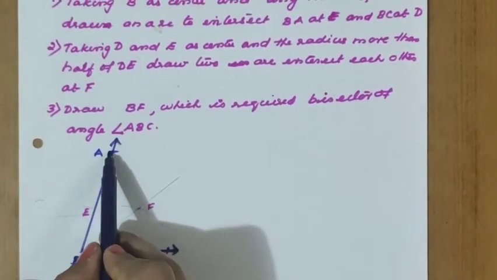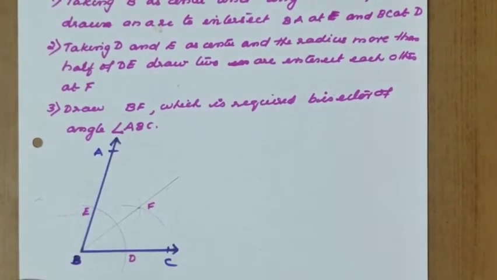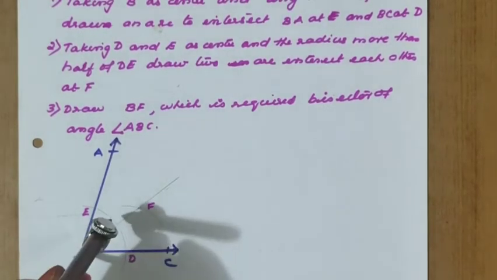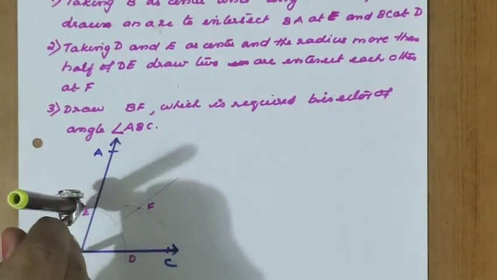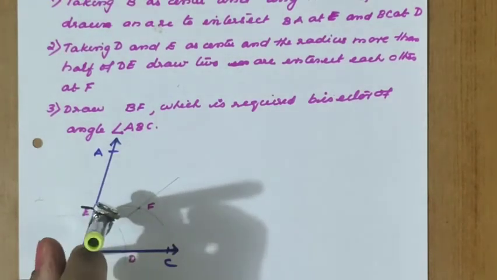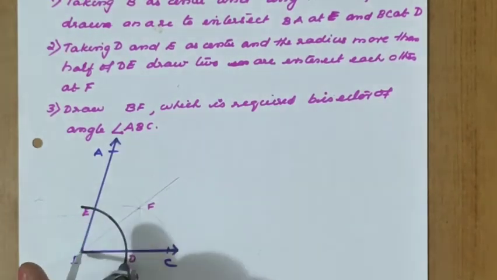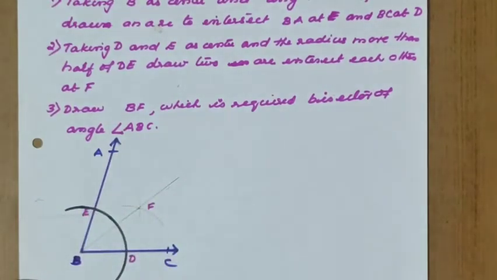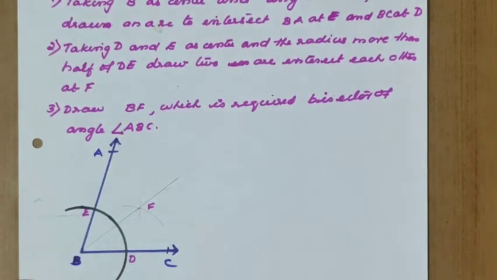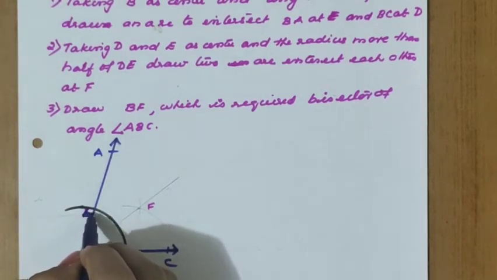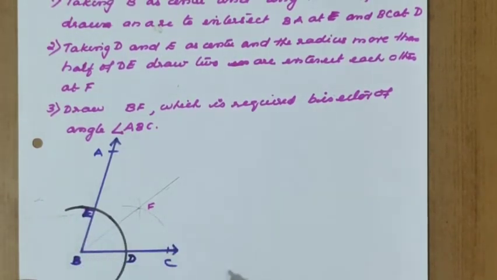So what is given to you? An angle is given, that is angle ABC. Now what is the next step? With B as a center and any radius, a convenient radius you can take. So we are keeping the compass at B and drawing an arc of any radius. So here I'll draw an arc like this. Okay, now the radius I cannot change. So here, what is the point we are getting? It is D. According to the statement I am marking here, it is E. So D and E we got.